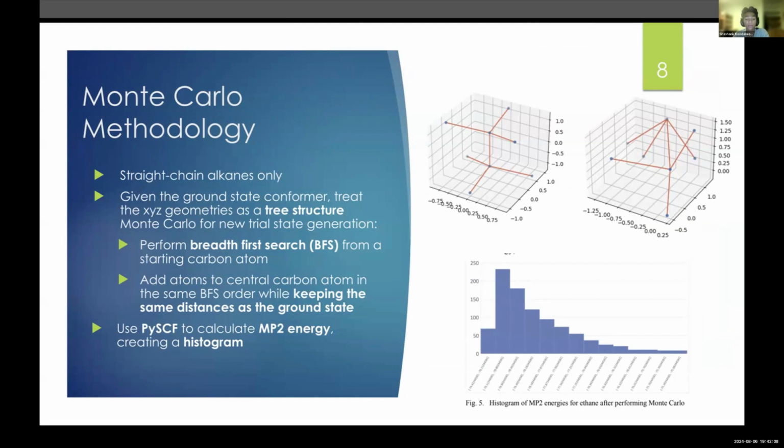As we add atoms in the BFS order, we ensure that the distances between atoms remain consistent with those in the ground state conformer. This maintains the structural integrity of the molecule while exploring new configurations. For each trial state generated, we use pyscf to calculate the MP2, or Møller-Plesset perturbation theory energy. We then compile these energies into a histogram to analyze the distribution and find optimal configurations. By using this Monte Carlo approach, we can efficiently explore a wide range of molecular geometries and identify energetically favorable conformations.